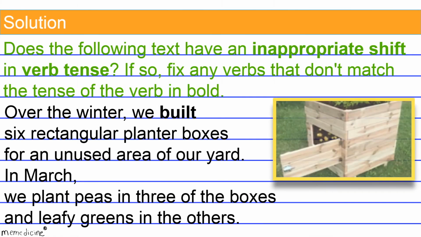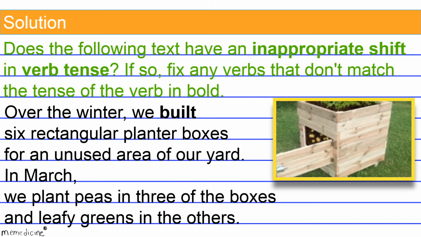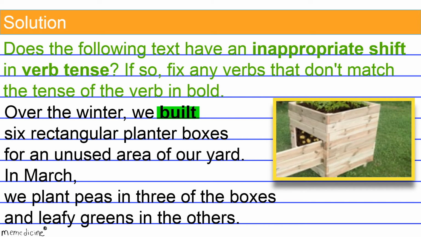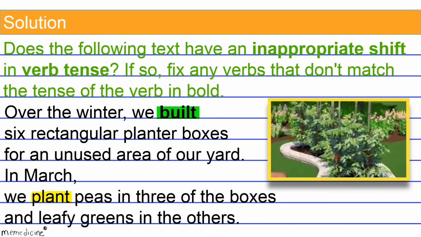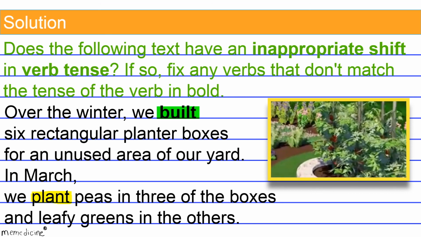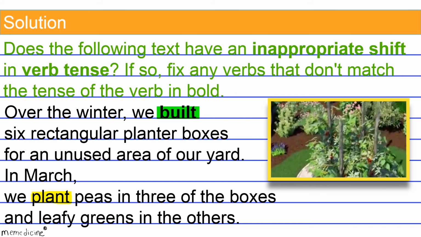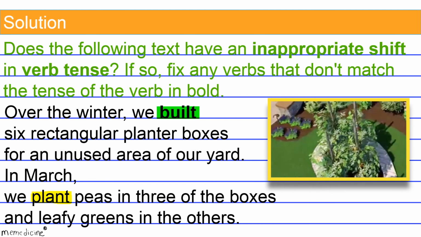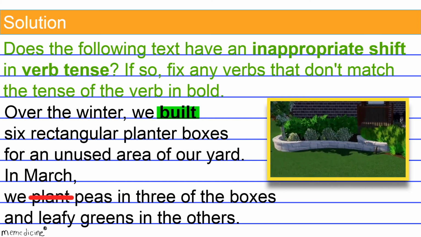All right, back to the original question, now for the solution. Look at the verb in bold, built. It is in the past tense. However, notice that the third verb, plant, is written as a simple, plural, first person, present tense verb form. There is no need to reflect a time change, state a general truth, or use the literary present tense. So this is an inappropriate shift in verb tense.